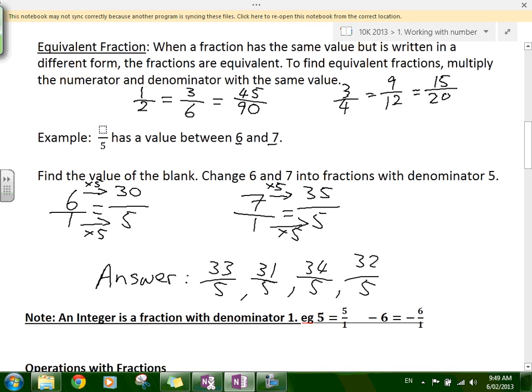So all these fractions have a value between 6 and 7. All right, that's what it's trying to find. It's saying, well, we know how to change 6 into an equivalent fraction, and we also recognize what the values are between these two and how it works. It comes together. Are there any questions about it?